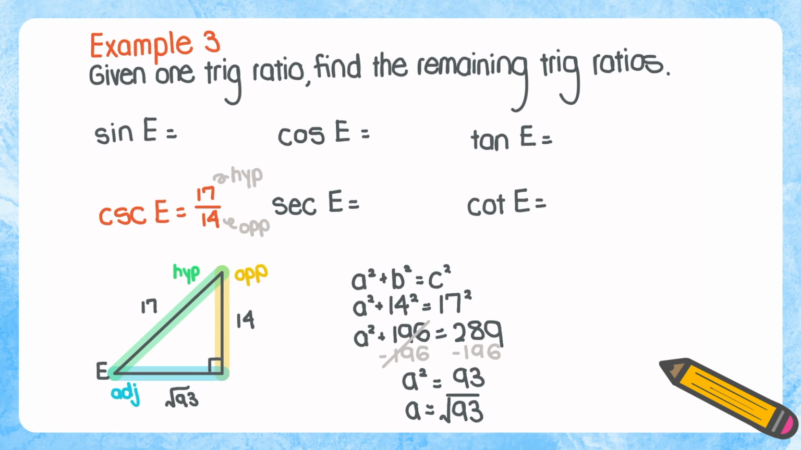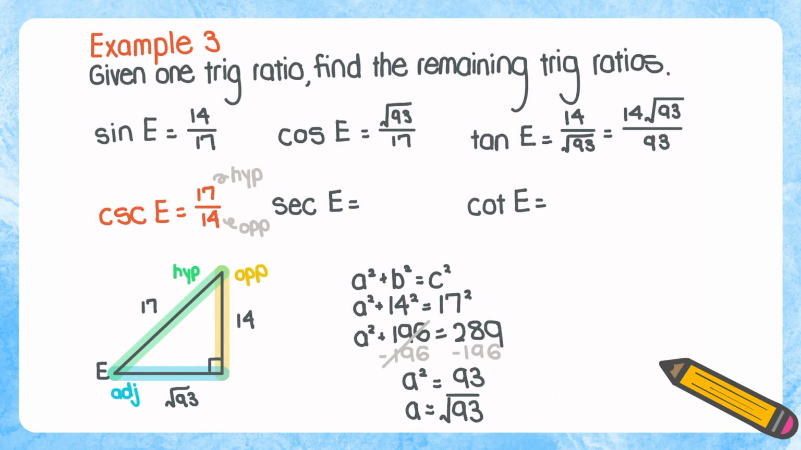I know that sine of e is just the reciprocal of cosecant of e, so it's 14 over 17. Cosine of e is the adjacent side, radical 93, over the hypotenuse, 17. Tangent of e is the opposite side over the adjacent side. So that's going to be 14 over radical 93. And make sure to rationalize the denominator. 14 times radical 93 over 93.